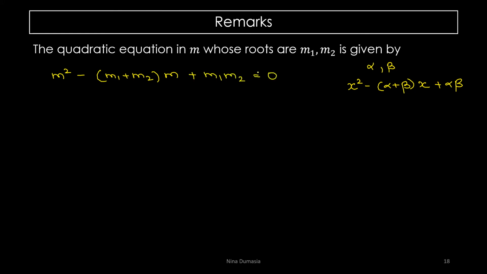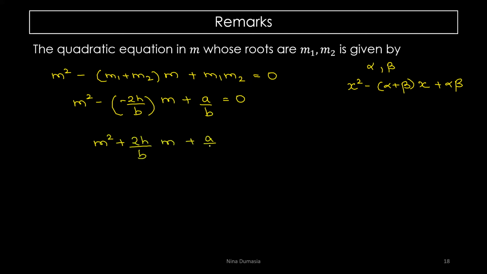0. Now यहाँ पे we just found out the value for m1 plus m2. It is minus 2h by b. So यहाँ पे this will be minus 2h by b into m plus this we just found out as a by b. Okay. Now on opening this I get m square plus 2h by b into m plus a by b. Let's multiply throughout by b. So therefore we get that b m square plus 2hm plus a is equal to 0. ठीक है. So this is the quadratic that you have to solve in order to find out the slopes m1 and m2.